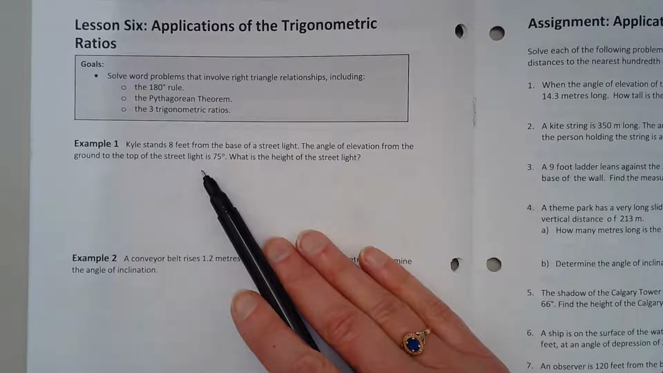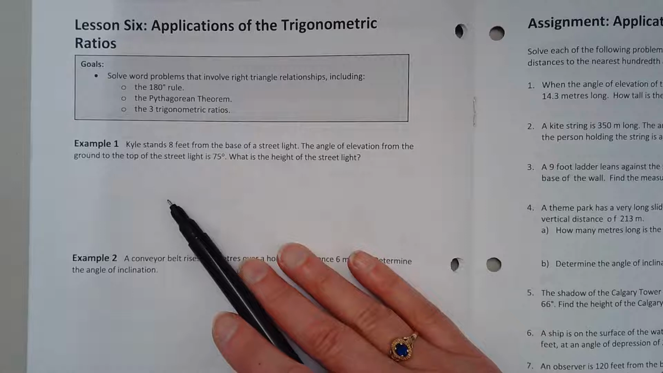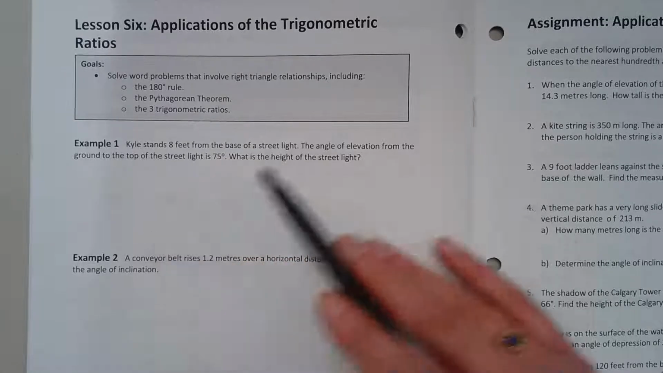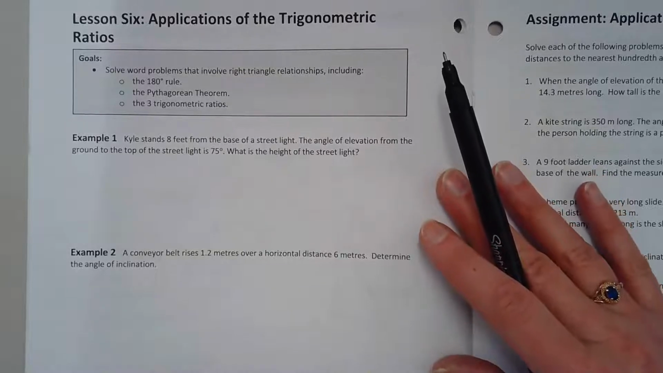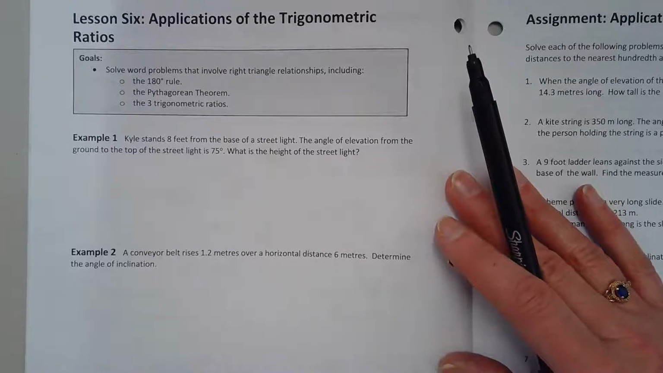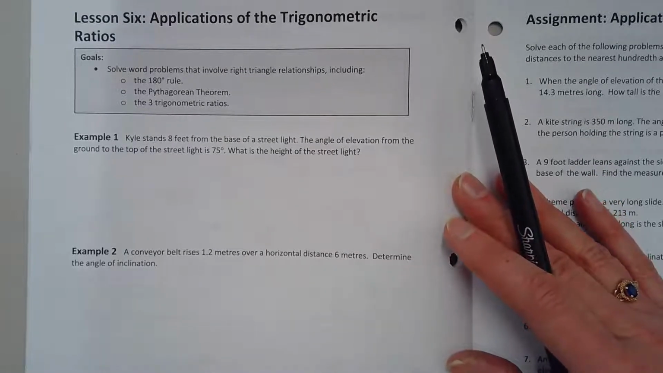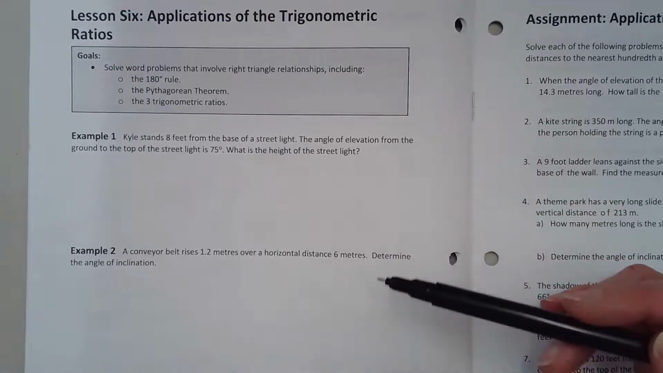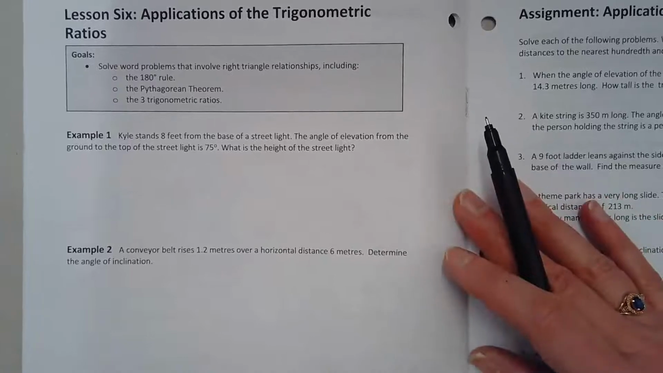So example 1, Kyle stands 8 feet from the base of a street light. The angle of elevation from the ground to the top of the street light is 75 degrees. What's the height of the street light? Okay, so the advantage you have here is you know it's going to be a trig question, so you know it's going to involve a right triangle.